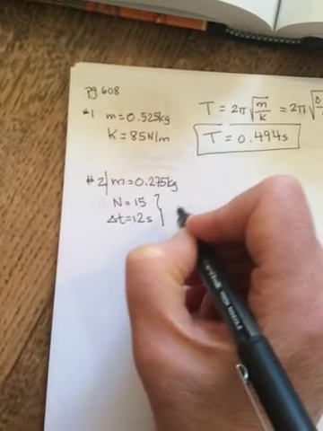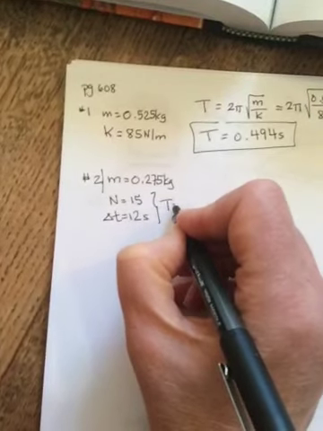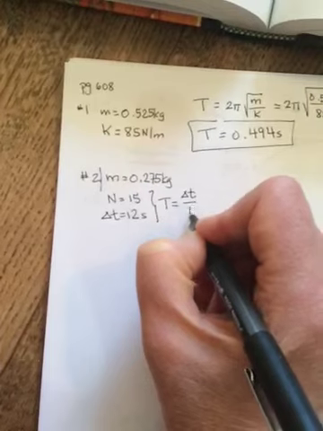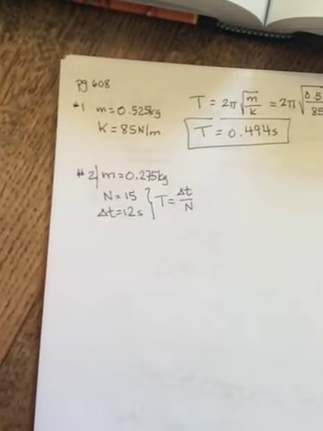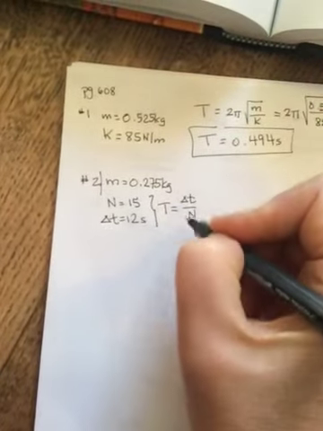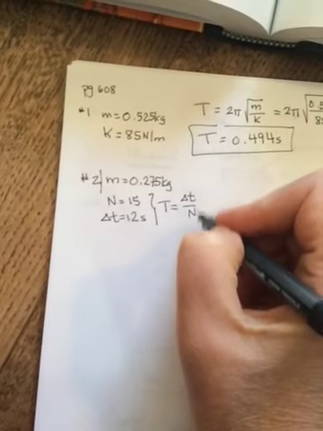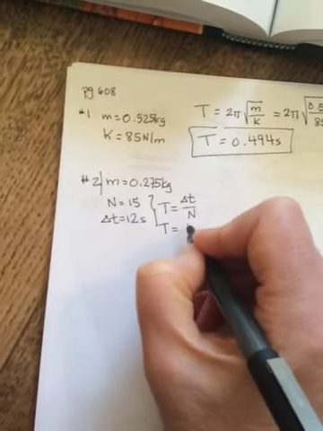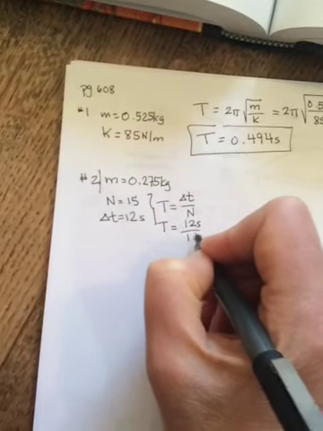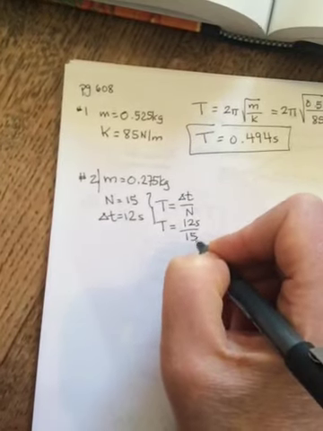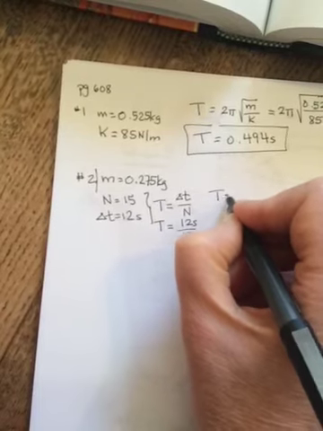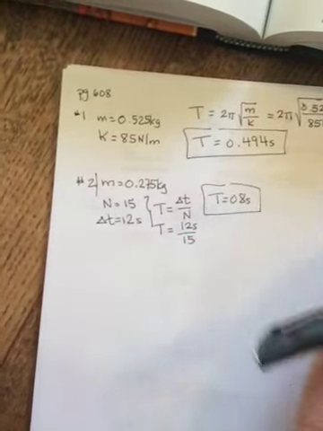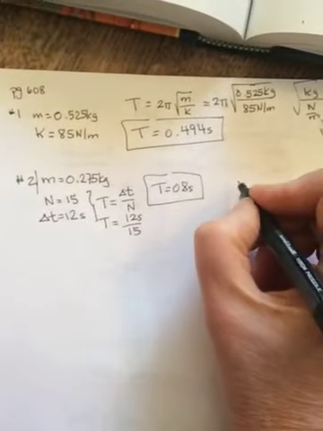So you're looking for K, but first you can find T from this, because remember, period is equal to delta T over N. And if you don't remember which one goes on top, remember you have to end up with seconds. So time has to go on the top, otherwise you'd end up with 1 over seconds, and that's frequency. So 12 seconds over 15, that's like 4 over 5. So T is equal to 0.8 of a second. But that's not what the question asked. It wants the spring constant.